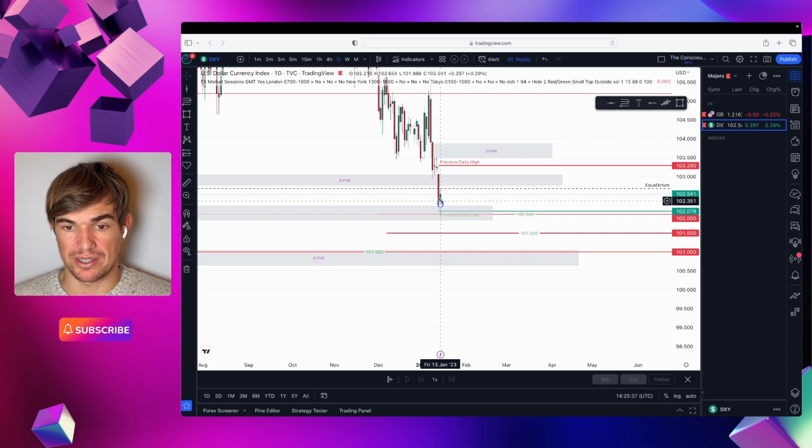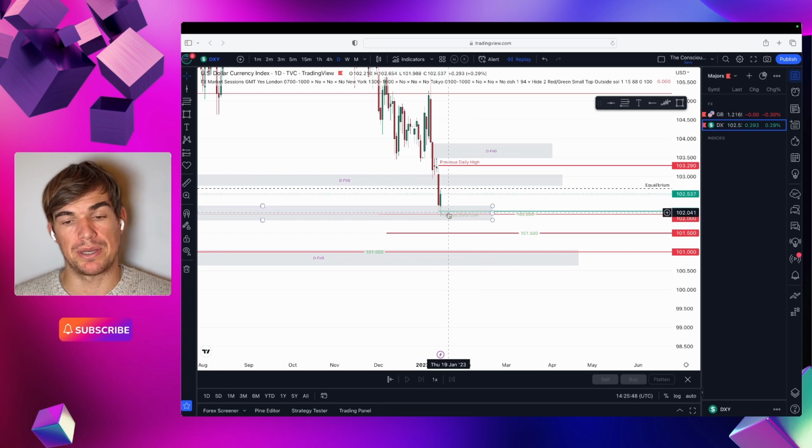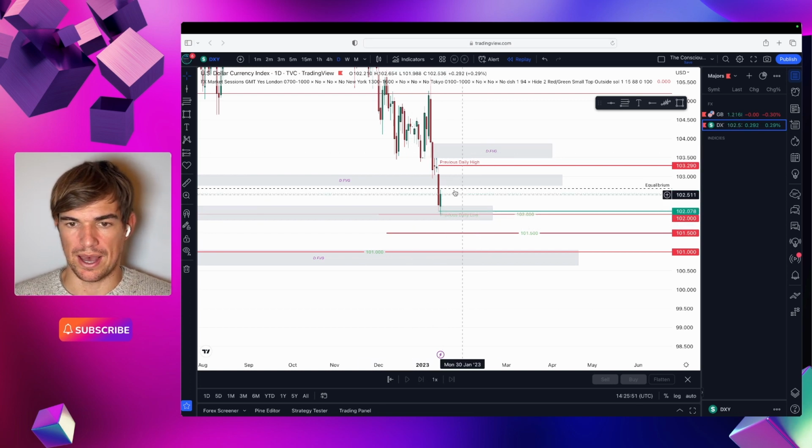And this is the 13th, so ignore this green candle, because we only had information from this red candle here. So we saw that the previous day we closed at the 102. I thought it would come down, tap it, and then go all the way up.